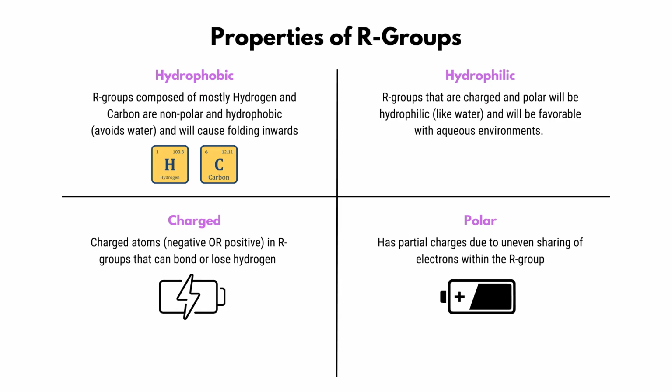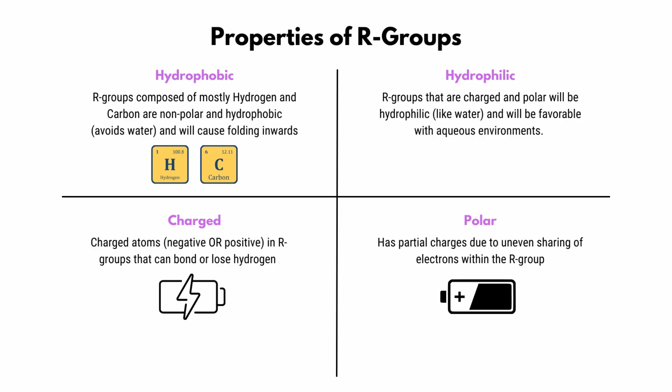Then we also have the charged R groups, which if you've taken chemistry, you would know that ions of chemicals have charges, and this works just like magnetism, and it can cause the structure to move as a result of these interactions between positive and negative. And this way, they can also cause the R groups to lose or bond with hydrogen.